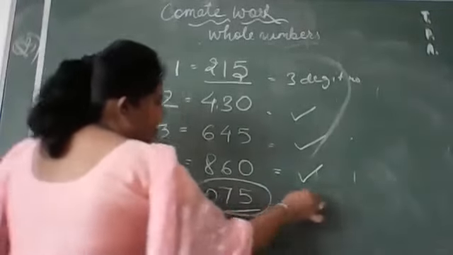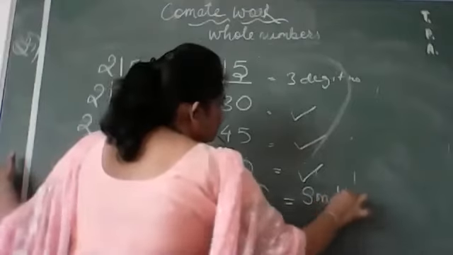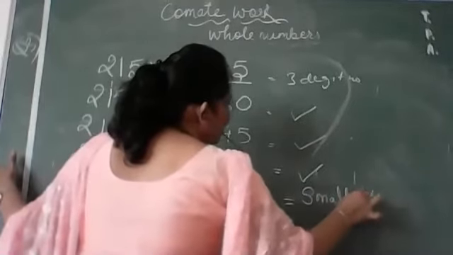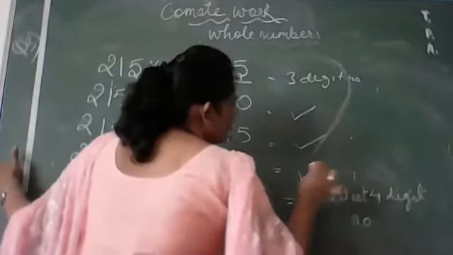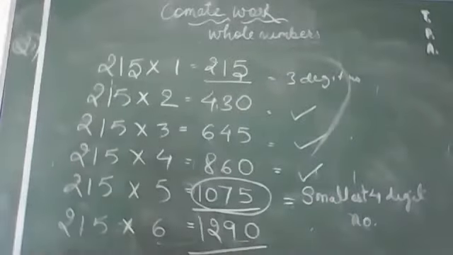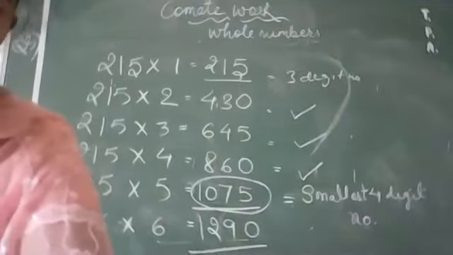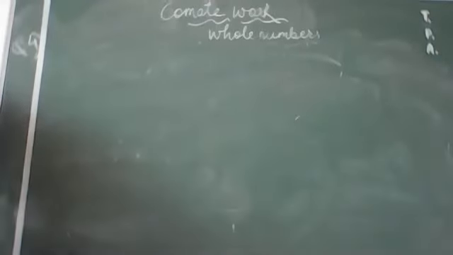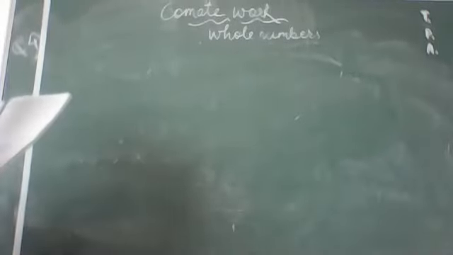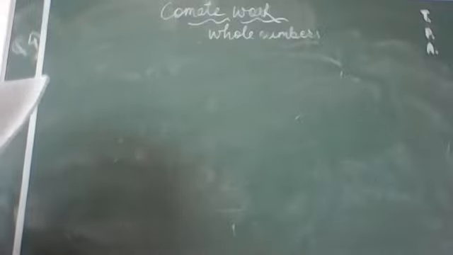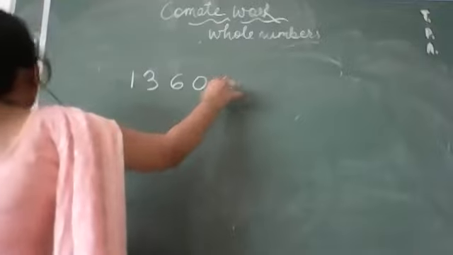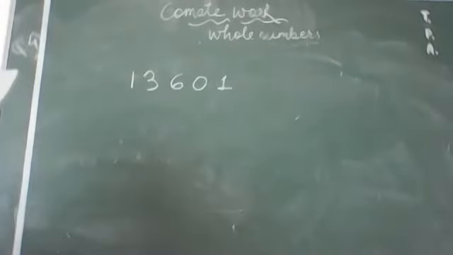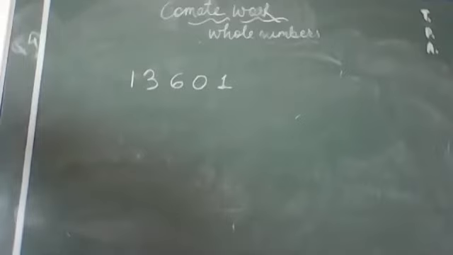So the correct answer will be the smallest 4-digit number. This will be 1075. This will be the answer over here. Yes. So now students, we are doing question number 4. That is, which least number must be subtracted from 13601 to get a number exactly divisible by 87.